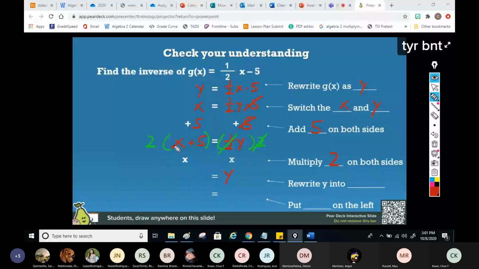And then on the left, the 2 has to be distributed to the x and the 5, okay? Both of these get a piece. So 2x plus 10. And then the last 2 steps are easy. Rewrite y as inverse. So you will get rid of the y and put inverse. And then you will put the inverse on the left, and put the 2x plus 10 on the right.